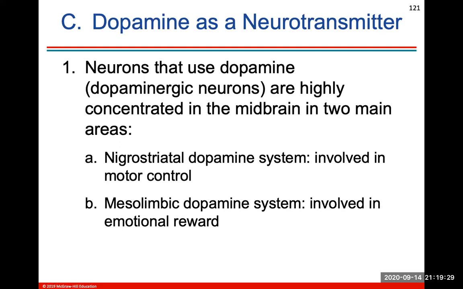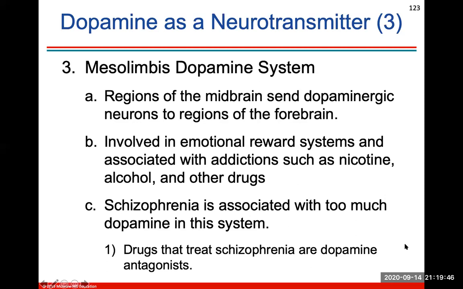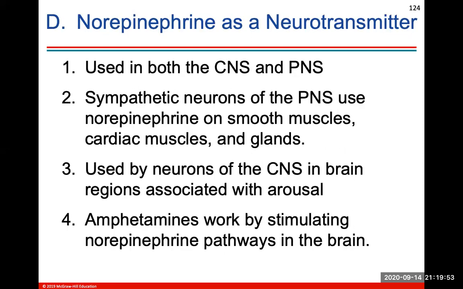Dopamine: neurons that use dopamine are highly concentrated in the midbrain area of the brain, involved in motor control and emotional reward. That's dopamine. More about dopamine, I'm going to let you read through on your own. I won't actually ask you a lot of specifics about this either. But if you're interested in this, because a lot of these drugs are incredibly common and many of us are on drugs like this, I encourage you to really read the textbook.